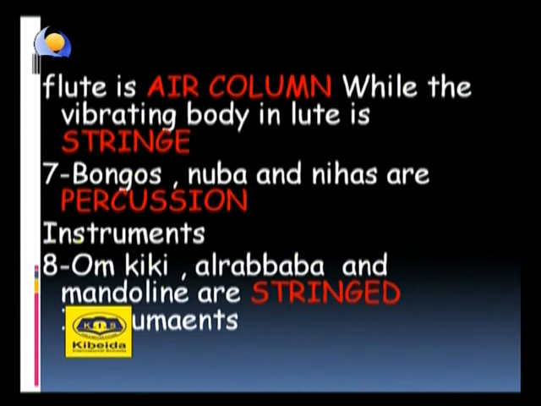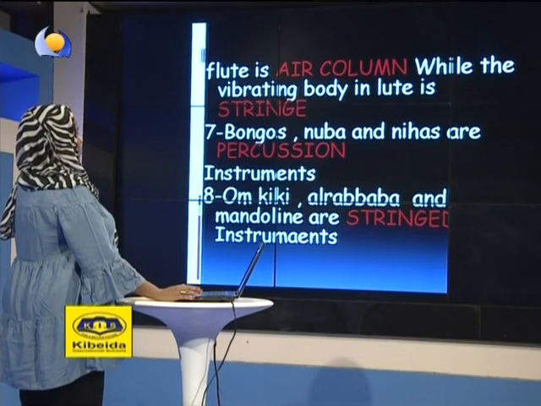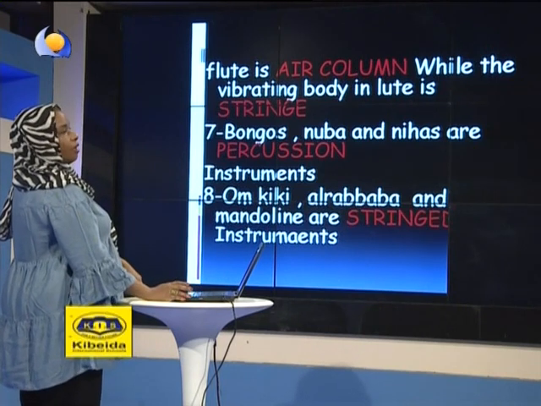Number eight, also you will find different parts of traditional instruments. Umkiki, rababa, and mandolin are stringed instruments. Yes, umkiki is one of the Sudanese instruments, and rababa is also one of the Sudanese instruments. These instruments produce sound because of the vibration of the string of the instrument. This is about number eight.